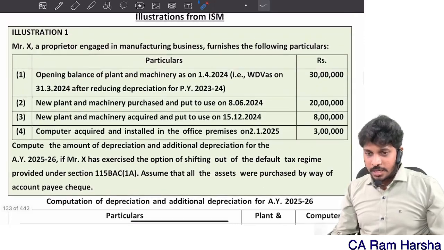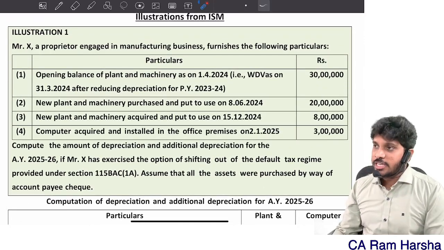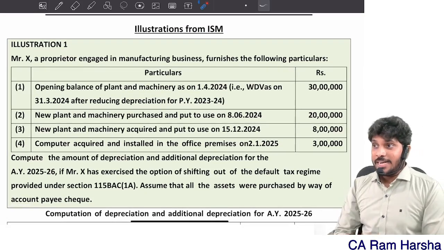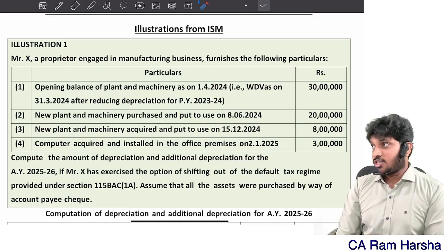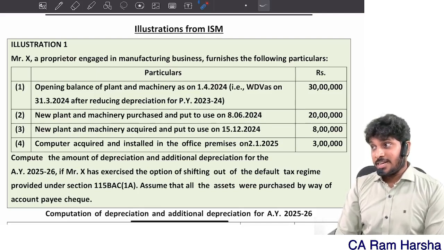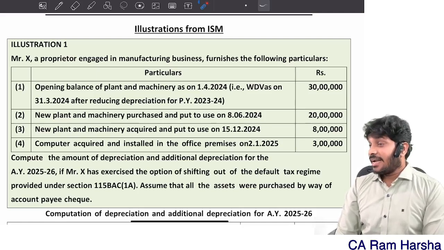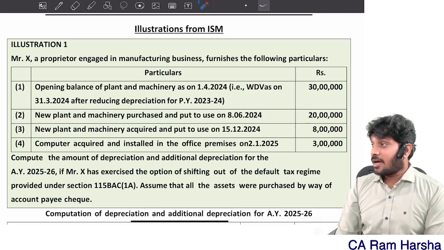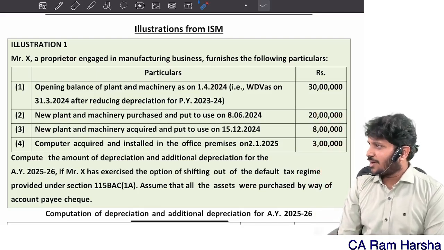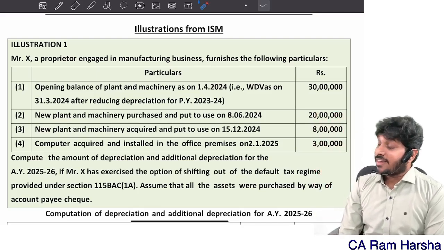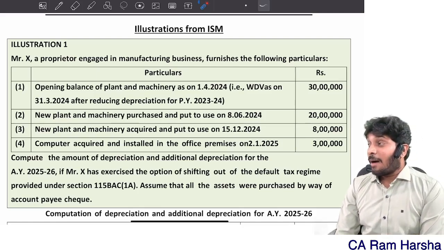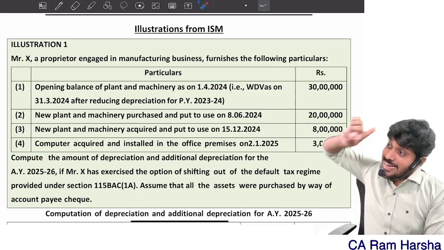Now, illustration number 1. By the way, if I purchased in the current year but did not install, will I get any depreciation? 0. Next year I installed. If I install next year, directly 20% you can claim. But if in the next year I used it for less than 180 days, then 10%, and the balance 10% will be in the year after.